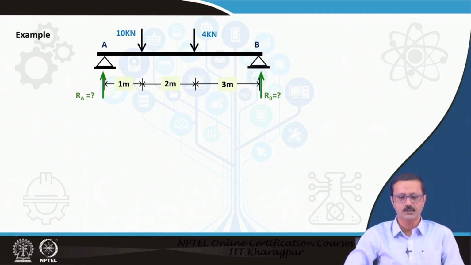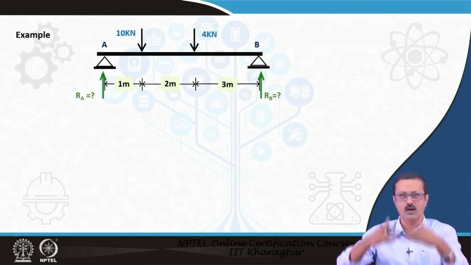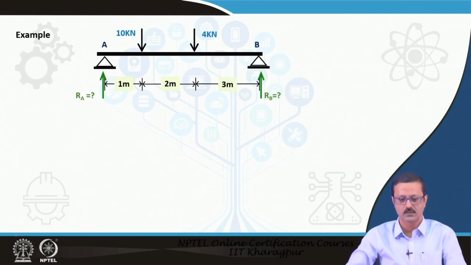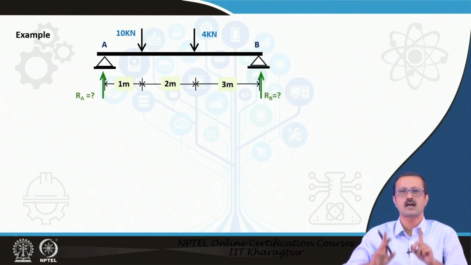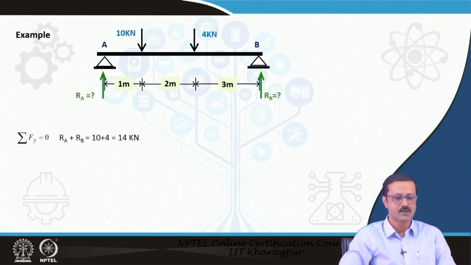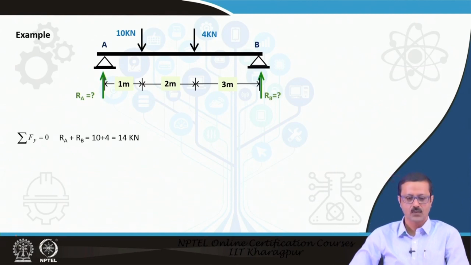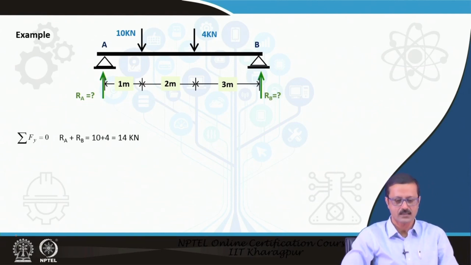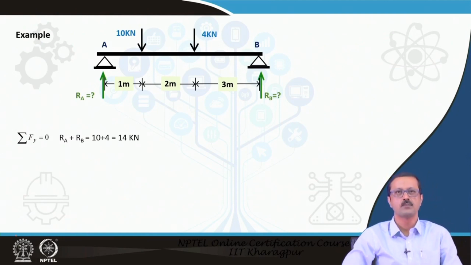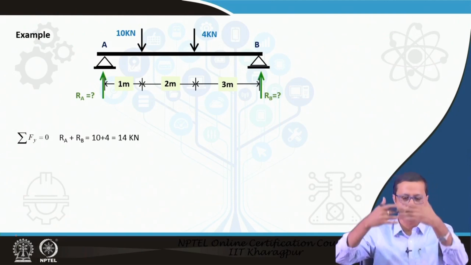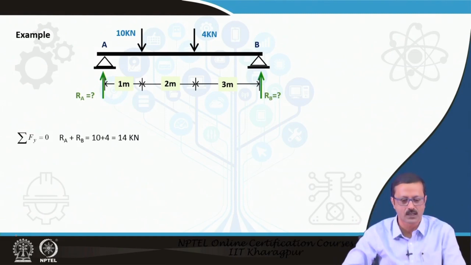As these forces are all downward in nature, that is towards the negative y axis, and the reactions are in the positive y axis, I must first write down the equation sigma Fy equal to 0, where R A plus R B must be equal to 10 plus 4, that is 14. Otherwise the beam will be unstable and will translate in the upward or downward direction.